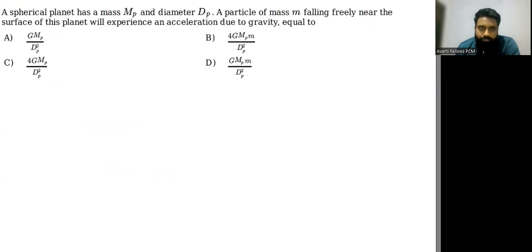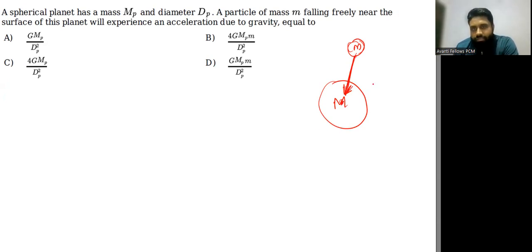Now, a spherical planet has a mass mp and diameter d. A particle of mass m falling freely near the surface of this planet will experience an acceleration due to gravity equal to... Now we know that each heavy mass particle will attract a small mass particle with a force directed towards the radial direction. So that force F, the force of gravitation, is equal to G m1 m2 upon r square, where r is the distance of the centers of them.